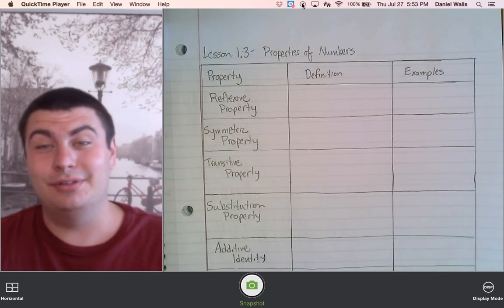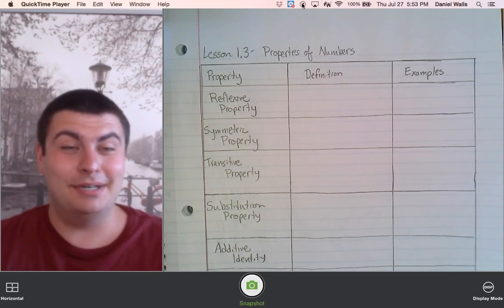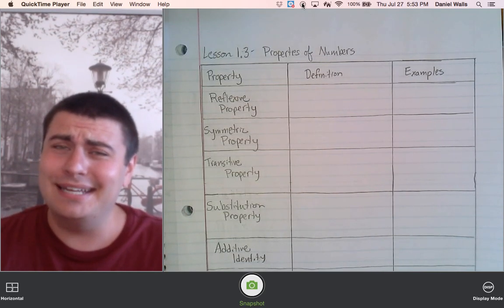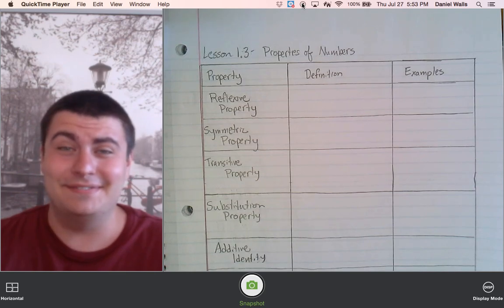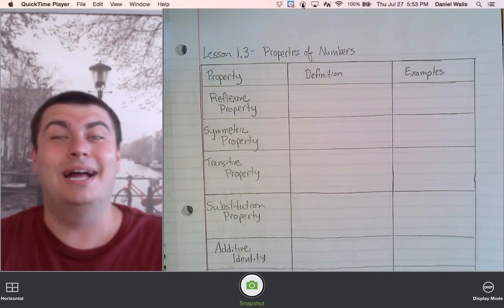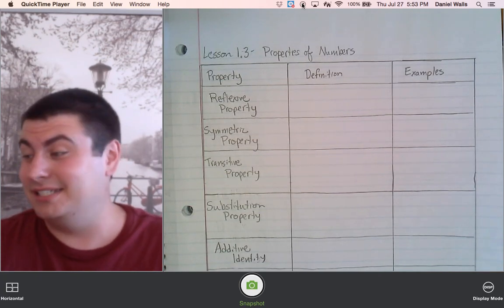So what we're going to go through today is the property, and we're going to define each property or state it theoretically, and then give a couple of examples. Not the most exciting thing, to be honest. There's some more exciting stuff down the line, but it's really important that we understand why we can do what we can do. So we're going to start right off with the reflexive property.